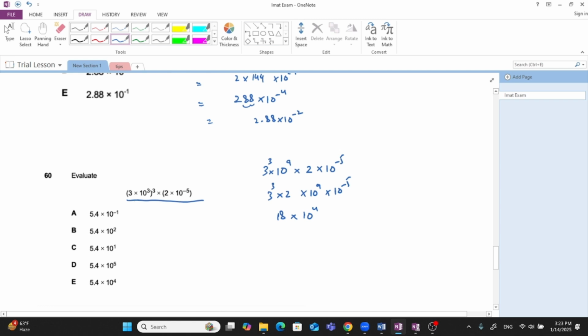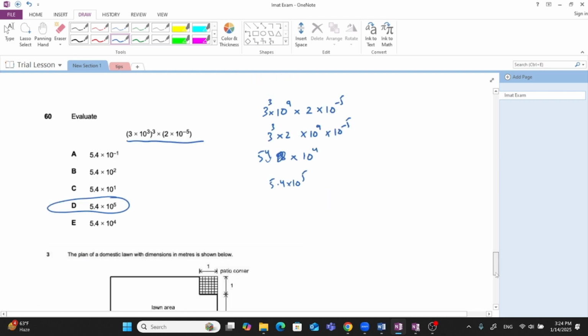Oh, I'm so sorry. It's like 3 to the power 3. 3 to the power 3 is 27. Sorry, we did something wrong here. 27 times 2 is 54. So if we convert this to decimal, it's 5.4 times 10 to the power 5. This will be the answer for that.